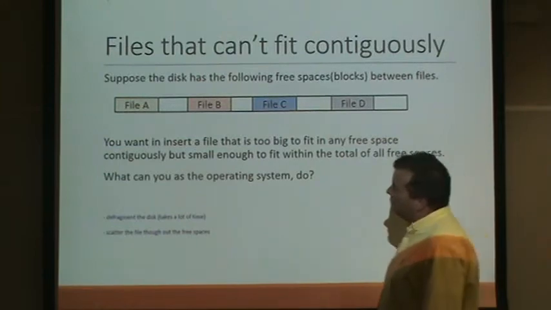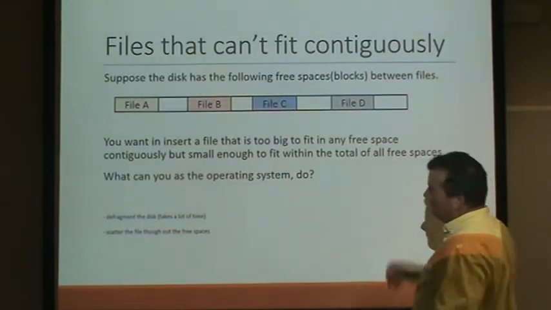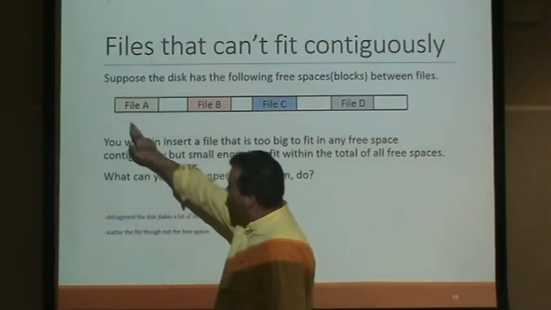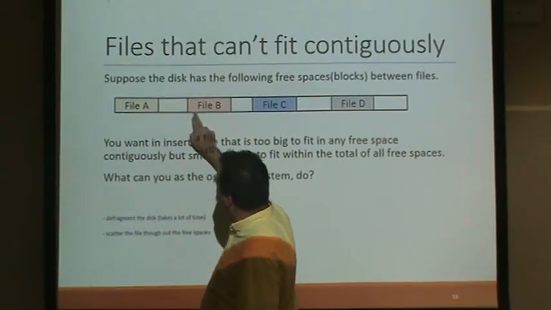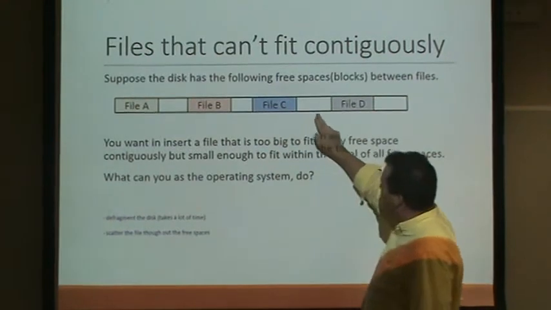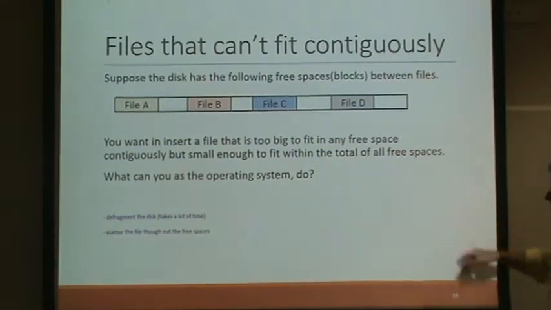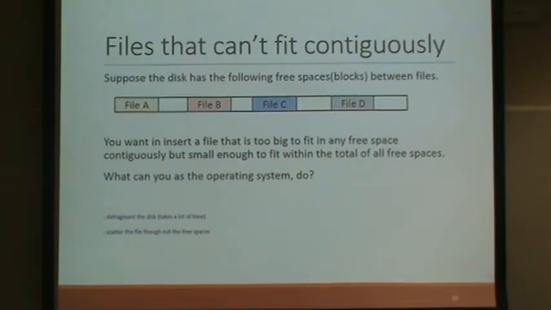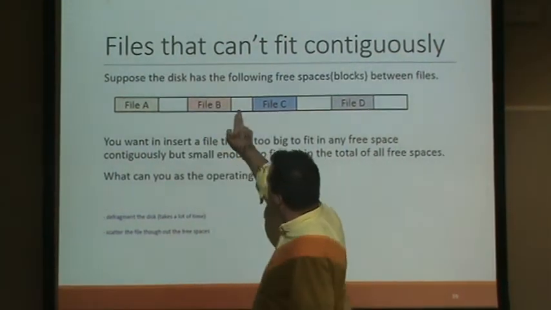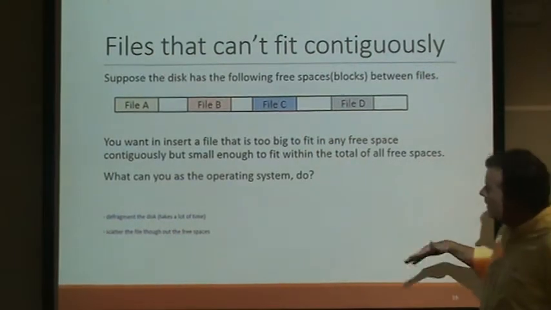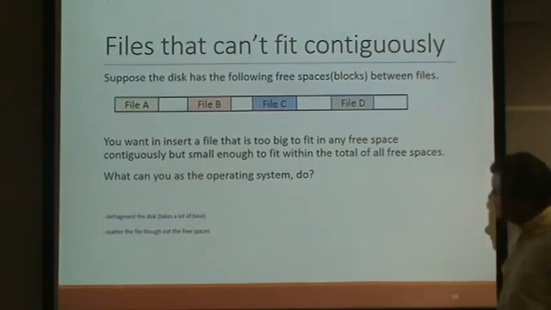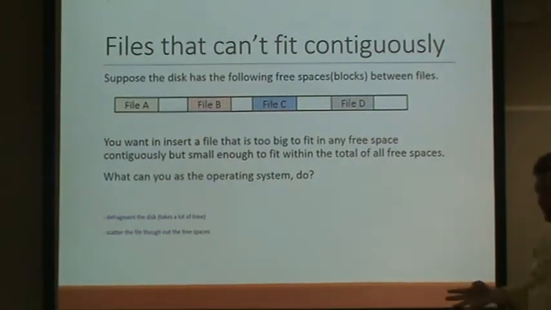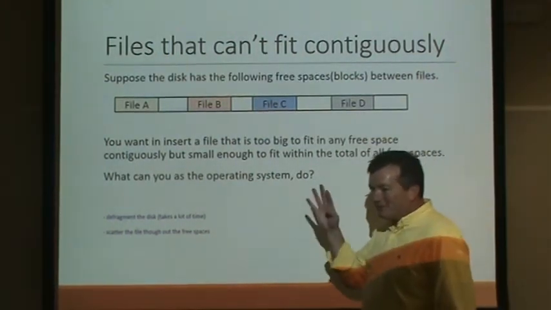Okay. So suppose this is now kind of further along. Maybe there are many blocks in each of these now. So if we had file A and then some space and then file B and some space and file C and space and file D and some space, and you wanted to insert a file that's too big to fit into any one of these external fragments, but you have enough free space altogether to hold the file, what can the operating system do? So what are some suggestions we could do here?